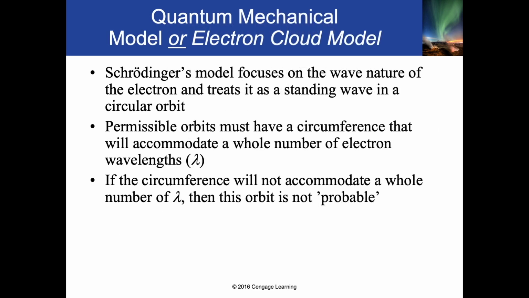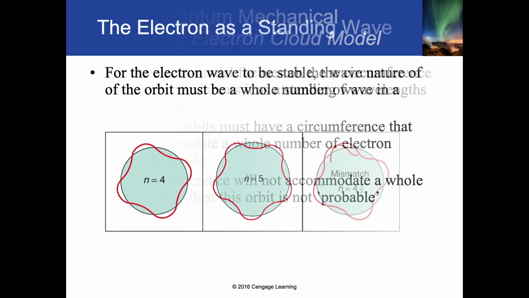So just to finish off with quantum mechanics, Schrodinger's model focused on the wave nature of electrons and treats it as a standing wave in a circular orbit. The permissible orbits must have a circumference that will accommodate a whole number of electron wavelengths, and if the circumference will not accommodate a whole number of lambda, then this orbit is not probable. That may not make sense yet, but it will when I show you this picture right here.